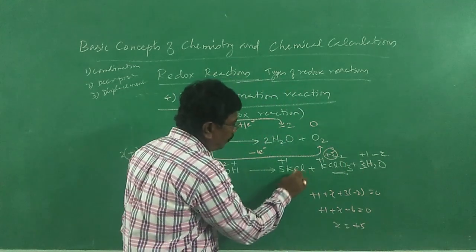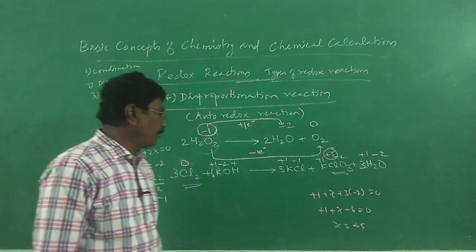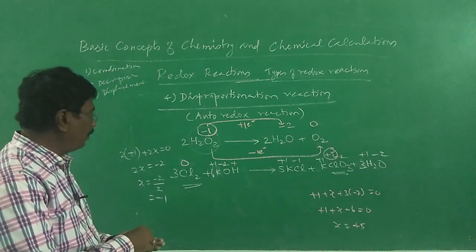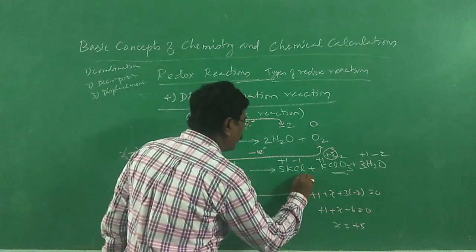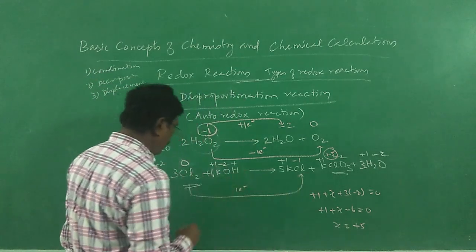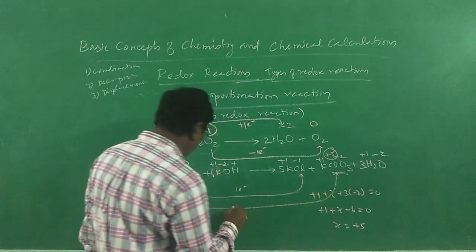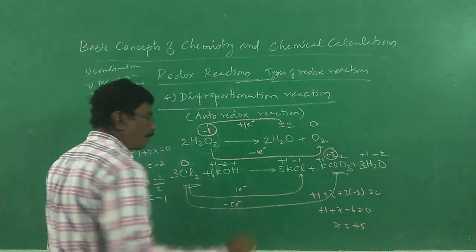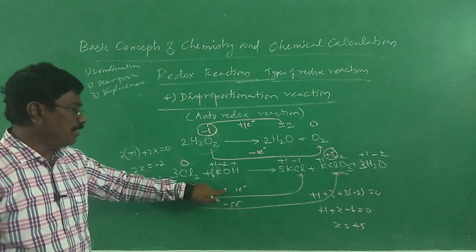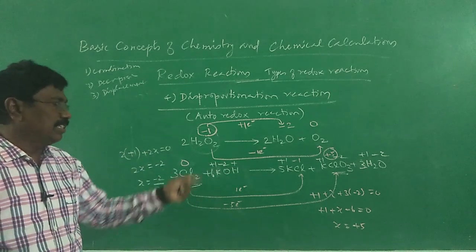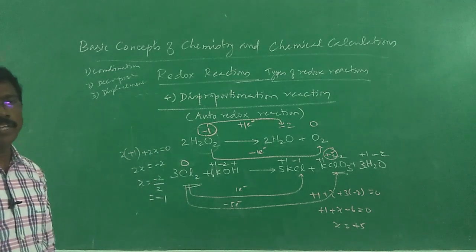What about oxidation state of chlorine here? -1. It is a chloride. +1, therefore -1. Here chlorine from 0 oxidation state is reduced to -1 by gain of 1 electron. Here chlorine from 0 oxidation state is oxidized to +5 by loss of 5 electrons. So, oxidation and reduction simultaneously, we call disproportionation. One is oxidized, another one is reduced, same element. So, auto-redox reaction we say.